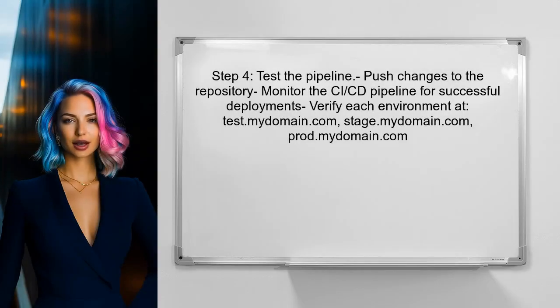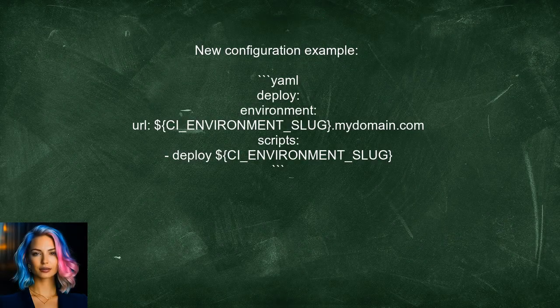Finally, the user should test the pipeline to ensure that deployments are working correctly for each environment. This can be done by pushing changes to the repository and observing the CI/CD pipeline. Here's what the new configuration would look like. You define a single deploy job that sets the environment URL dynamically based on the slug. This way, you only write the deployment script once.